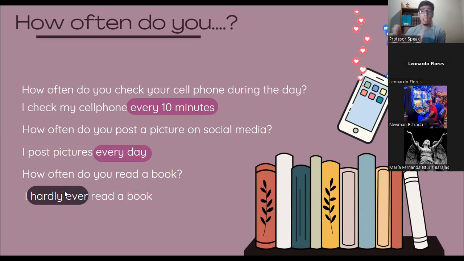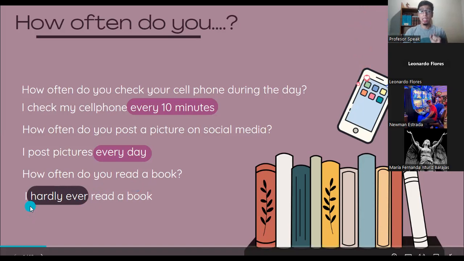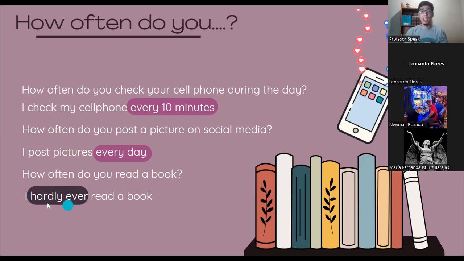Okay, all of them are frequency adverbs. Never, always, yes. And you will place them. But sometimes is the only one that you can use here, or you can use it at the beginning. Sometimes I read a book. That's the only one that you can use at the beginning. All the others, they go before the main verb.